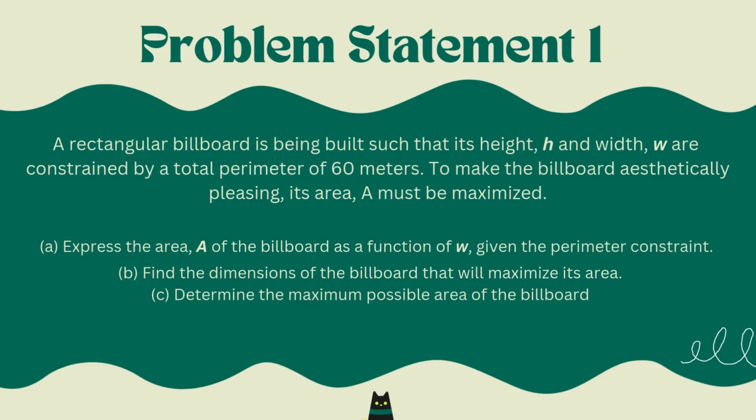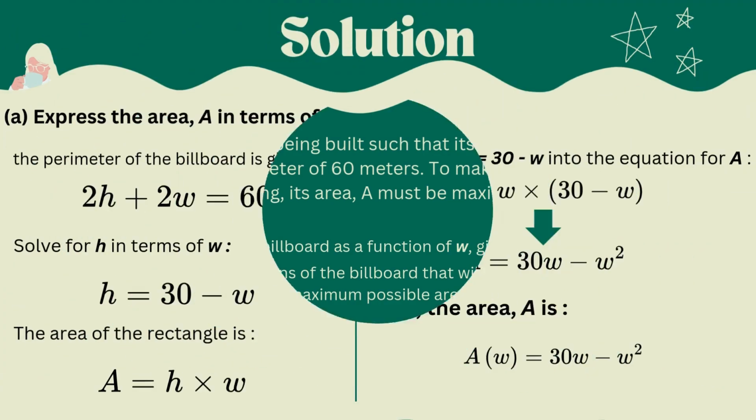Question A. Express the area, A, of the billboard as a function of w, given the perimeter constraint. Question B. Find the dimensions of the billboard that will maximize its area. Question C. Determine the maximum possible area of the billboard.